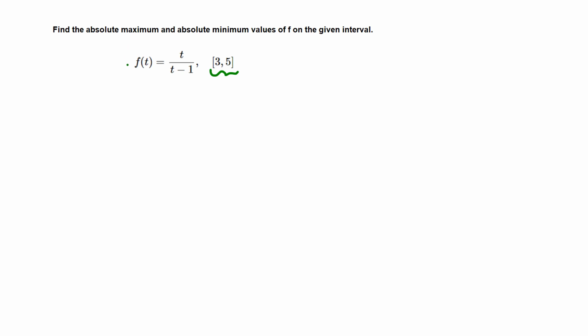Whenever we are talking about maximum, minimum, we want to find the critical numbers and evaluate this function at the critical numbers inside this interval and at the endpoints. Okay, so let's find the derivative. The derivative is a quotient, so we must use the quotient rule.